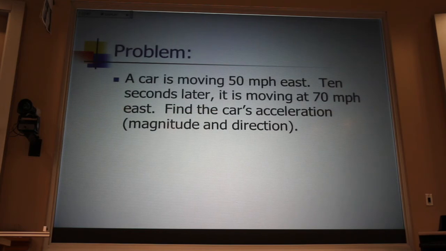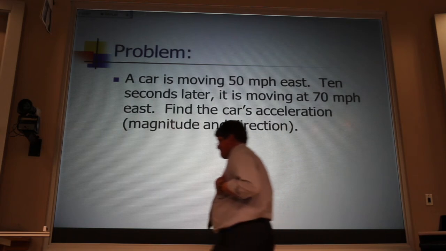Okay, simple problem. A car is moving 50 miles per hour east. 10 seconds later, it is moving at 70 miles per hour east. Find the car's acceleration, magnitude, and direction with your neighbor. Would you please solve that?